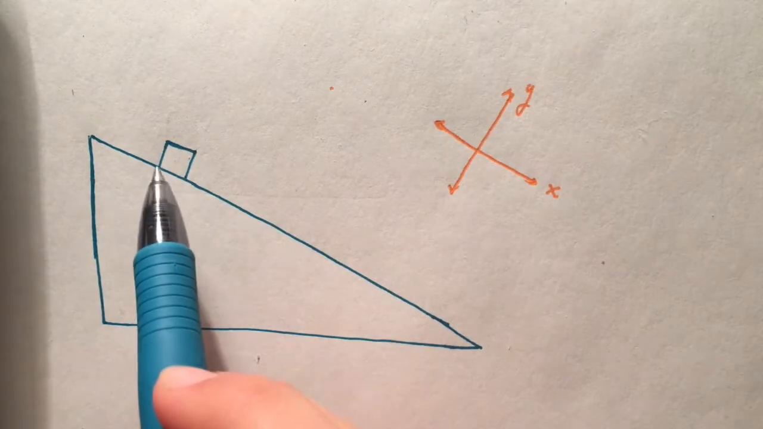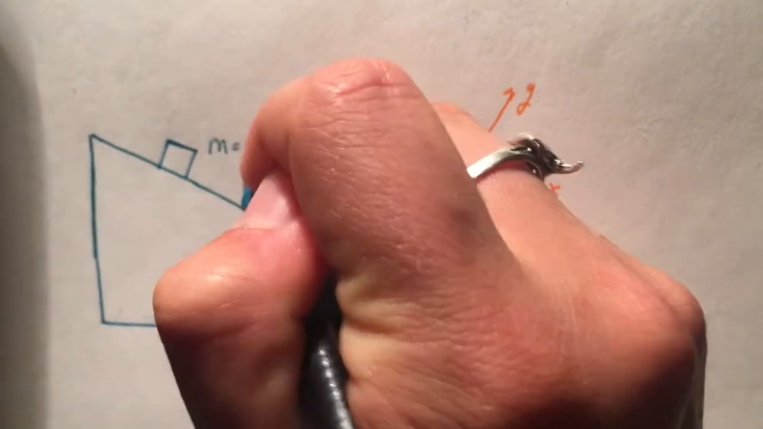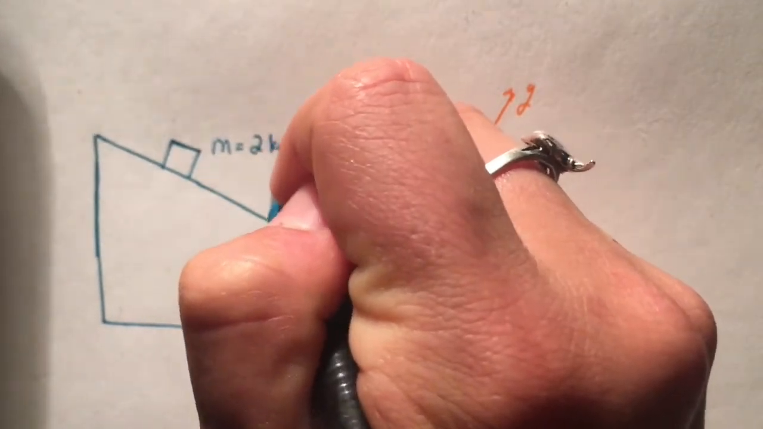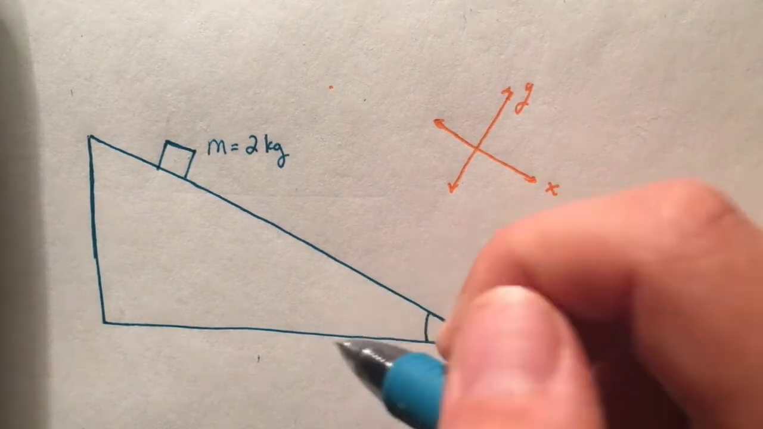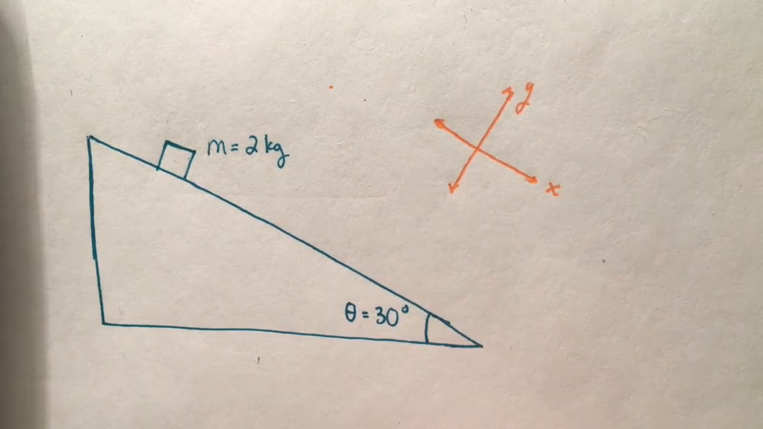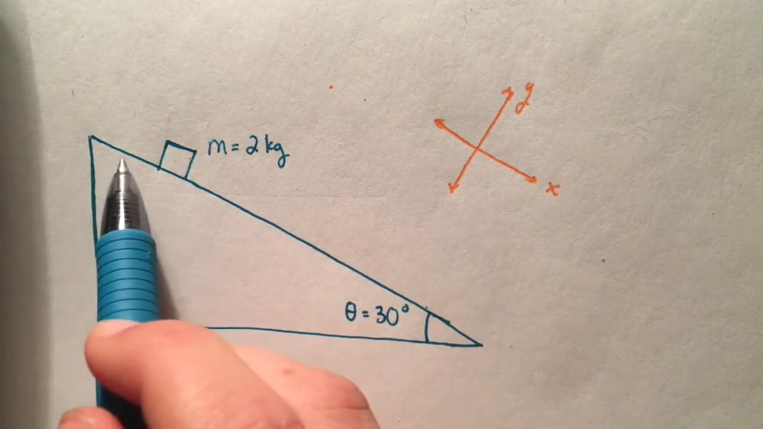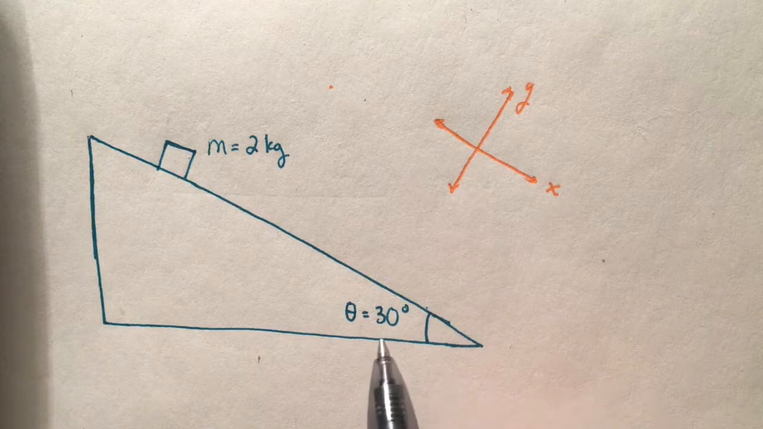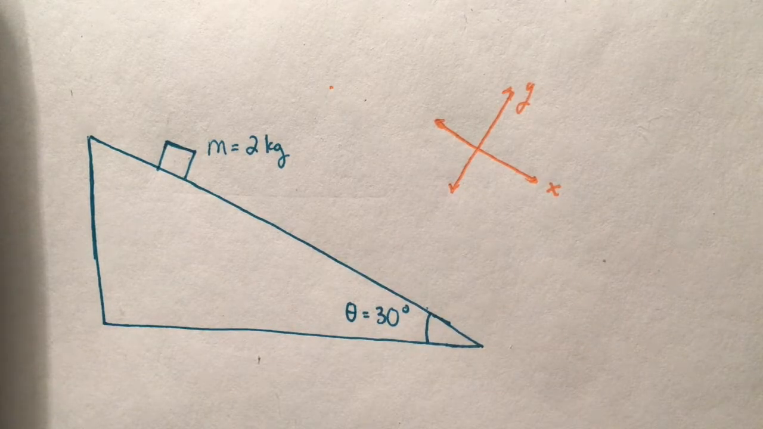Two, label your knowns. We know the mass of this box. The box has a mass of 2 kilograms. We know the angle of the plane. That angle, I'm going to call it theta, and we know it's equal to 30 degrees. And the reason I'm labeling the 30 degrees at this angle and not at the top angle is because the problem said 30 degrees above the horizontal. Alright, that's what we know from the problem.